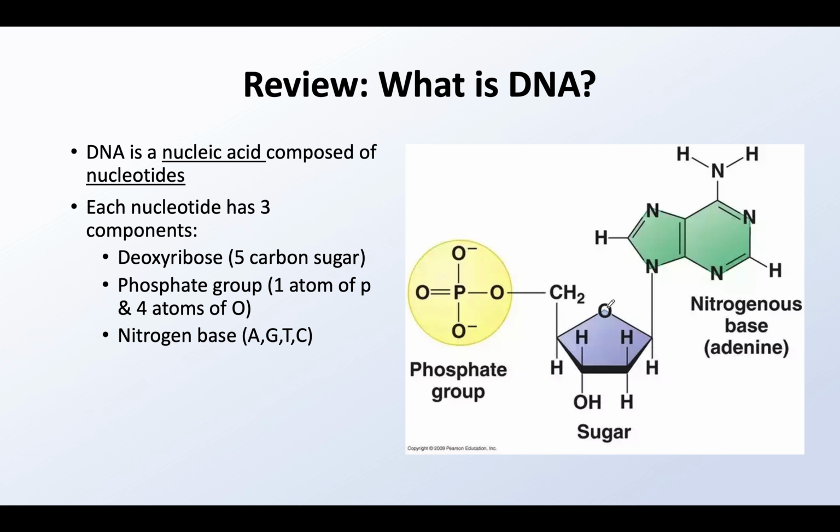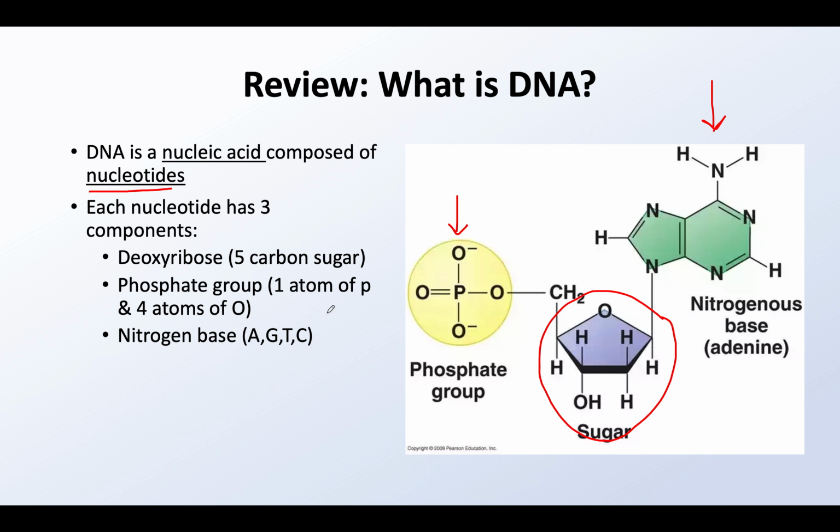So for today, we're just going to talk about DNA. What is it? DNA is a nucleic acid that is composed of nucleotides. These nucleotides are going to be the monomer, or smallest unit, or building blocks that make up DNA. And each nucleotide has 3 different components. There is a deoxyribose sugar, which is a 5-carbon sugar. There is a phosphate group, and then there's going to be one of 4 different nitrogen bases.